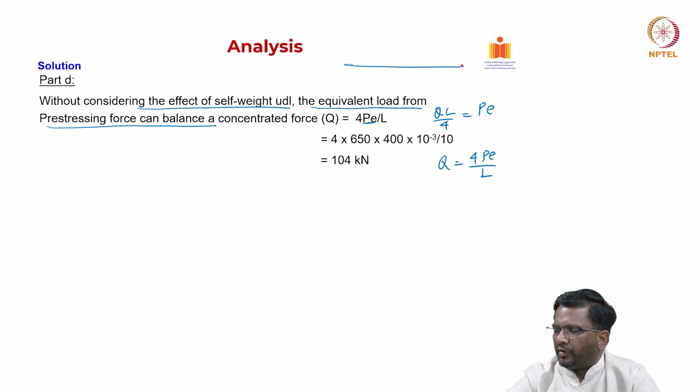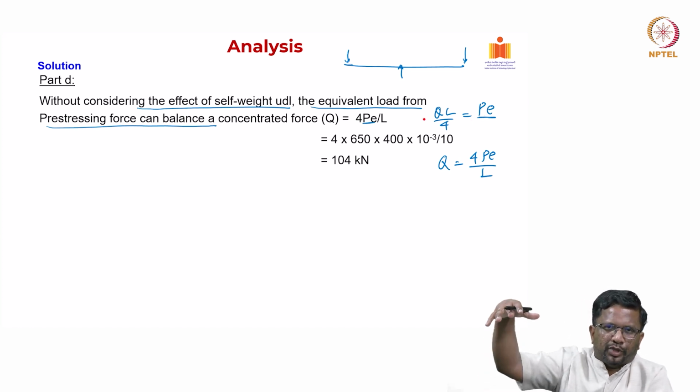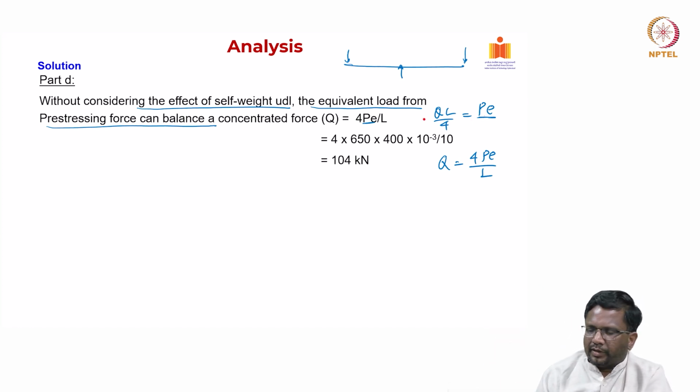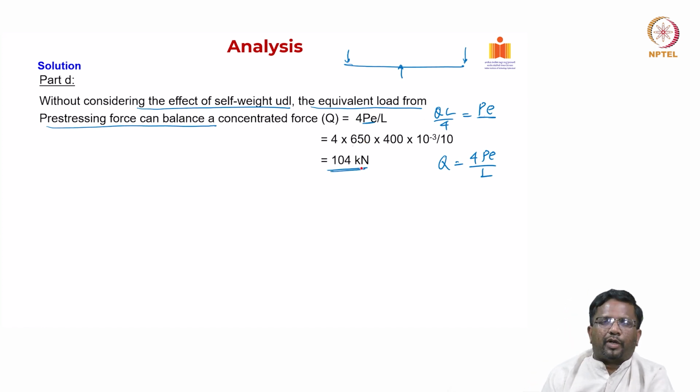So, imagine this is what we got: an equivalent load. That load produces a moment of PE that should be equal to QL by 4, which is the external load acting, and if you substitute that, you get Q equal to 104 kilonewton. We have applied only 100 kilonewton, so we can go up to 104 kilonewton. That means you are not going to feel the effect of the live load at all.